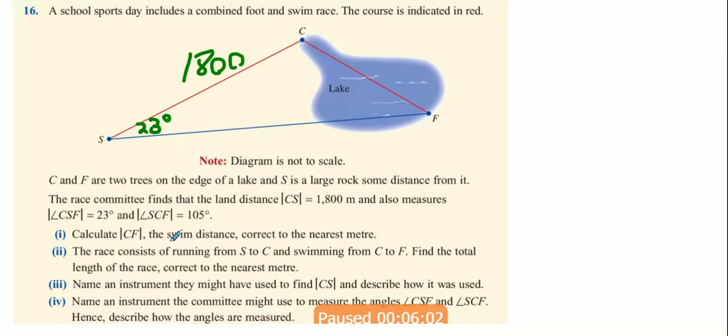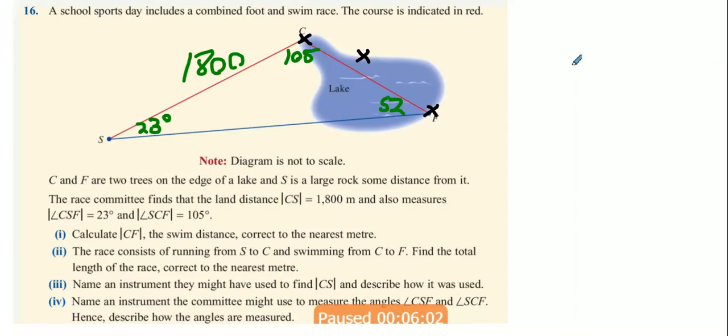Okay, and then SCF is 105. So that's 105 there. That gives us the third angle straight away, doesn't it? What's the third angle? 52. Okay, that's great. Now calculate CF, the distance from C to F. Okay, what rule would you like to use on Y? We're going to use the sine rule, Y.